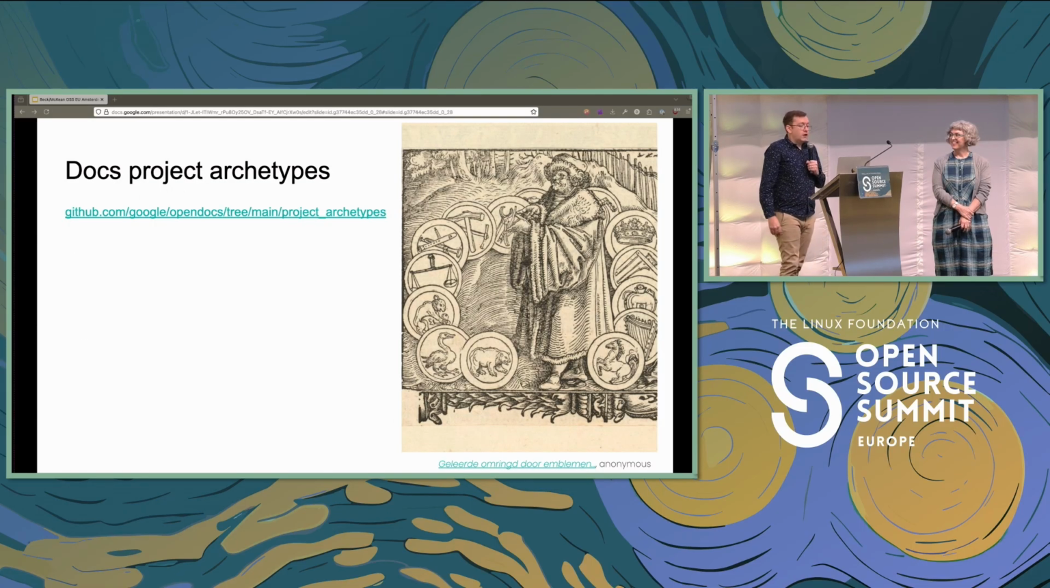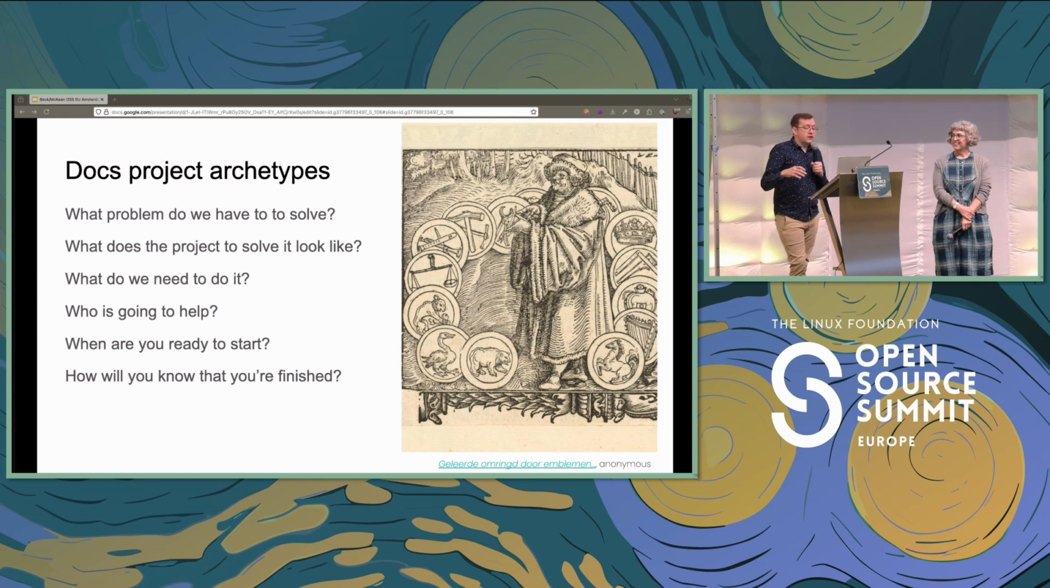And that is the documentation project archetypes. And so this is something that I wrote. It's kind of a cookbook of ways to approach specific variations of docs work. And so it's going to help you match up what you are, what you have, what you need with a desired outcome.